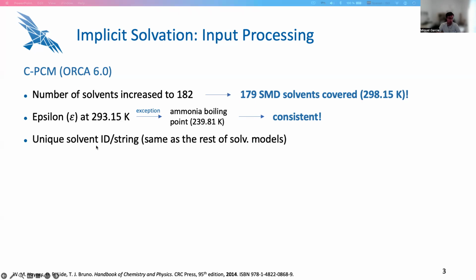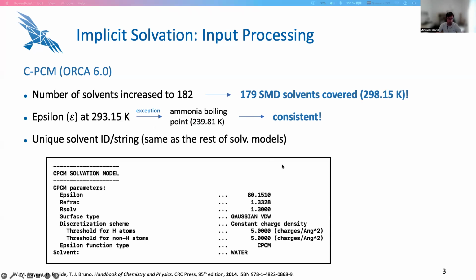As I say, we have a unique ID and a string per solvent, and this is the same for the rest of the solvation models. This is a snapshot of the output block for CPCM in the ORCA output file. Here we have the epsilon, which is now a bit different from that of ORCA 5.0 because it may correspond to slightly different conditions. So one has to take that into account in case one wants to reproduce the data that one had before.